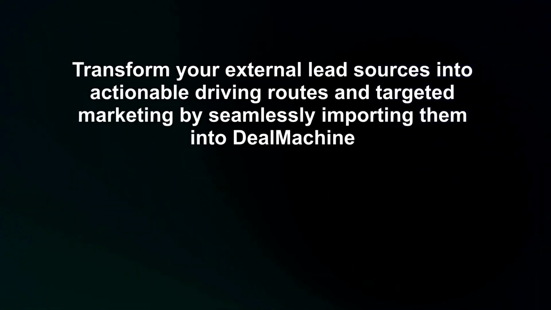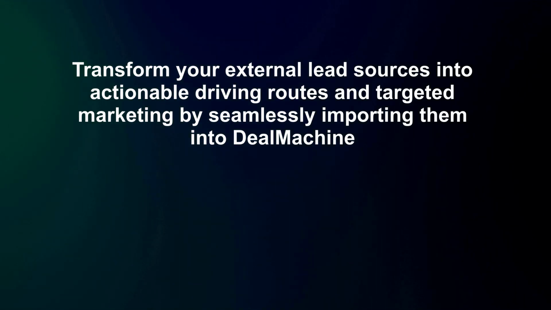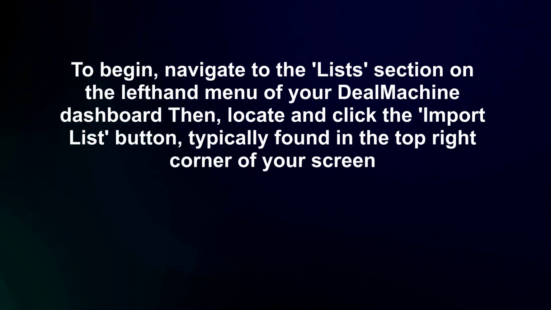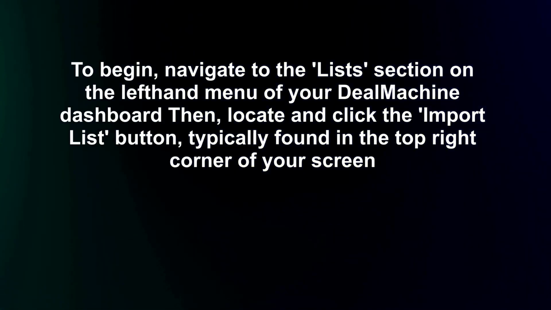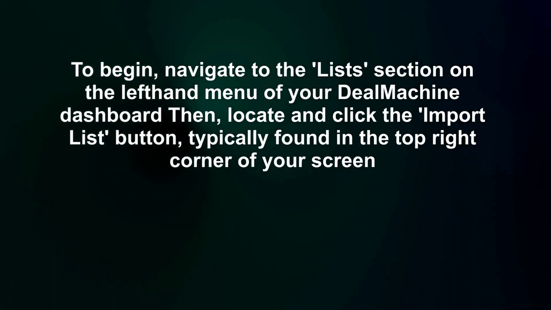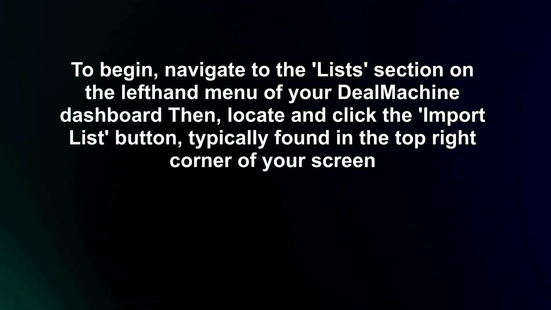Transform your external lead sources into actionable driving routes and targeted marketing by seamlessly importing them into Dealmachine. To begin, navigate to the List section on the left-hand menu of your Dealmachine dashboard, then locate and click the Import List button, typically found in the top right corner of your screen.